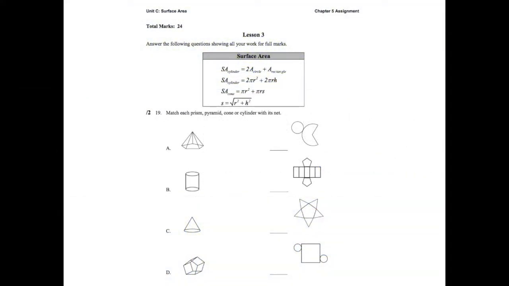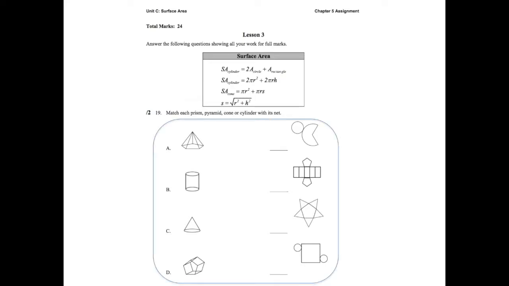Alright, so this is a tutorial for Chapter 5 assignment, Lesson 3. For those of you who are working on calculating surface area of cylinders and cones, I'm going to walk you through the first few questions on this assignment, so hopefully you get a better understanding. The first thing I want you to pay attention to here are these two formulas. One is for the surface area of a cylinder, and one is for the surface area of a cone.